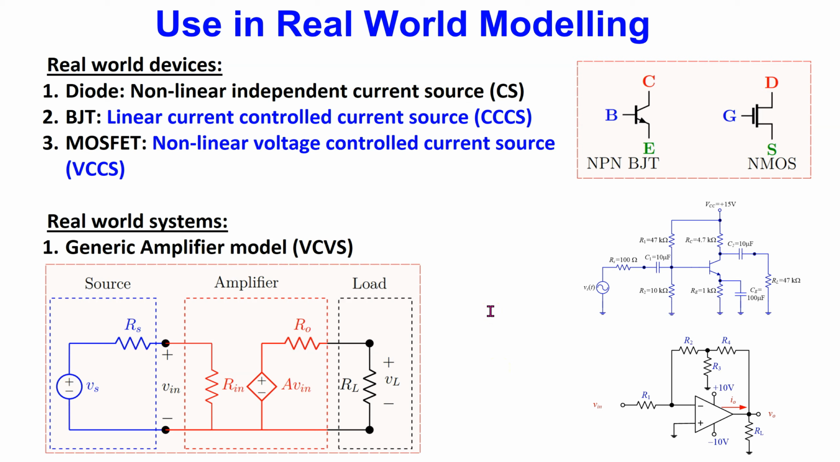Apart from real-world devices, dependent sources are also used in the modeling of real-world systems. For instance, an amplifier is a system that can amplify a weak input signal. Amplifiers can be constructed in many different ways, for instance using op-amps or BJTs. Irrespective of their internal construction, amplifier systems as a whole can be modeled using a voltage-controlled voltage source as shown in this figure.